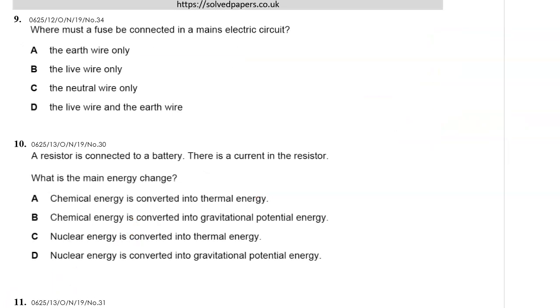Question number 9, of course, from the same variant 1-2. This was question number 35. Where must a fuse be connected in a mains supply? We had looked at this previously. So it should be on the live wire.